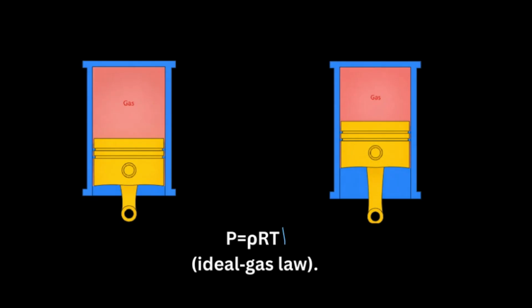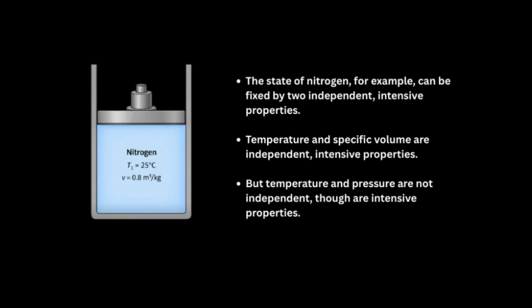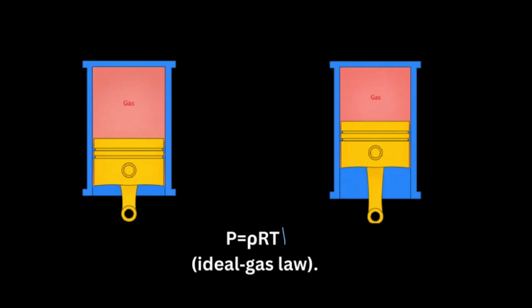So the basic understanding is that if I have, say, nitrogen at a temperature of 25 degrees centigrade and a volume of 8 meter cube per kg, then to define the state of nitrogen we need two fixed, independent and intensive properties, which can be given by temperature and volume. So temperature and volume become a good set of independent intensive properties. We can select pressure and volume, right? But we cannot select temperature and pressure.